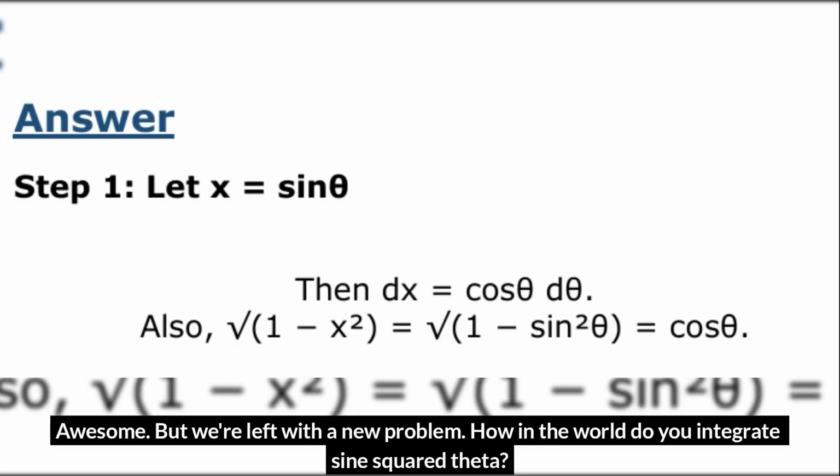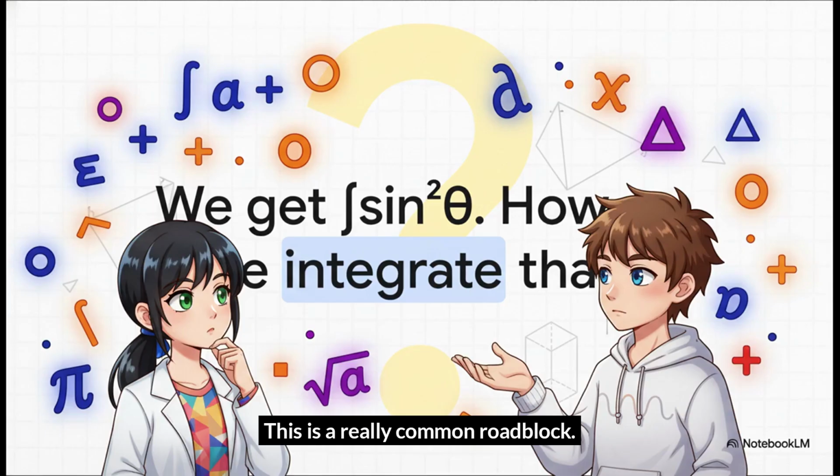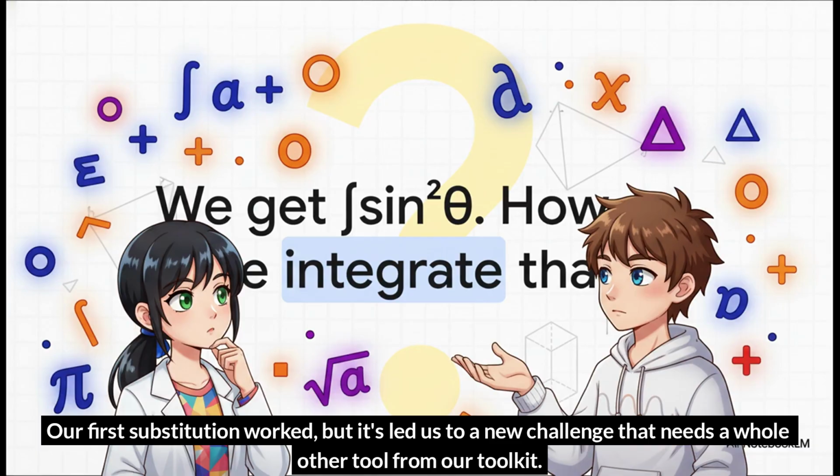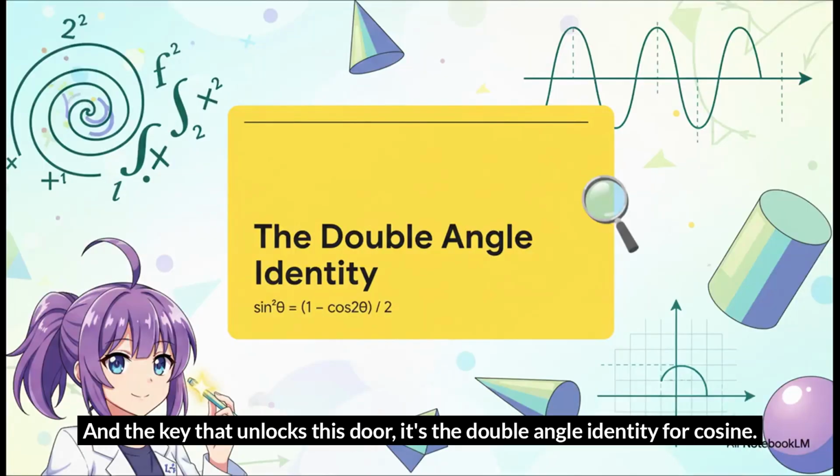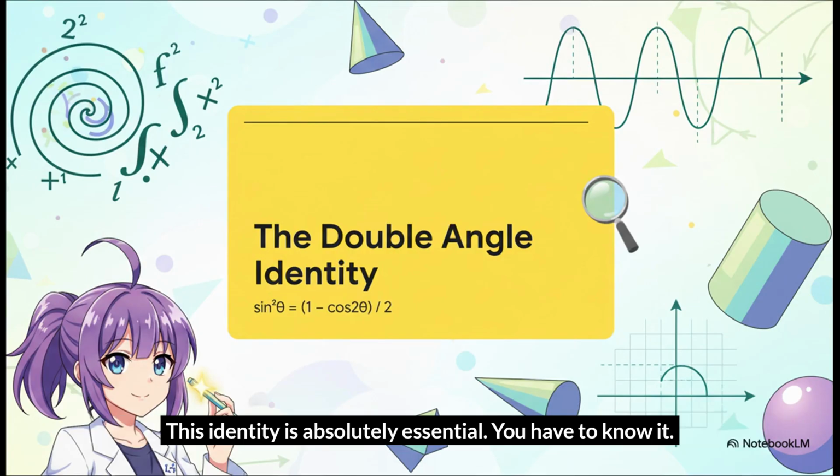Awesome. But we're left with a new problem. How in the world do you integrate sine squared theta? This is a really common roadblock. Our first substitution worked, but it's led us to a new challenge that needs a whole other tool from our toolkit. And the key that unlocks this door? It's the double angle identity for cosine. This identity is absolutely essential. You have to know it.